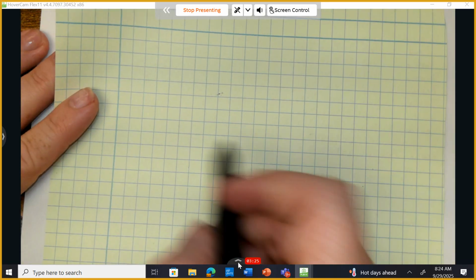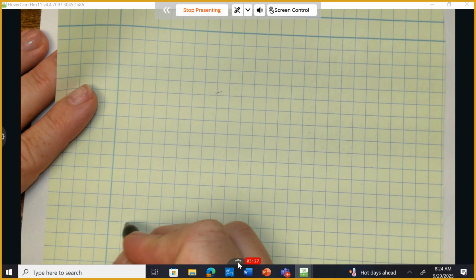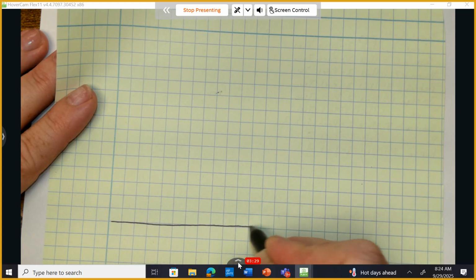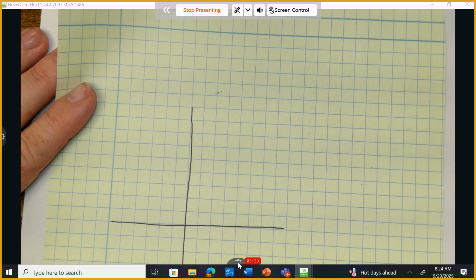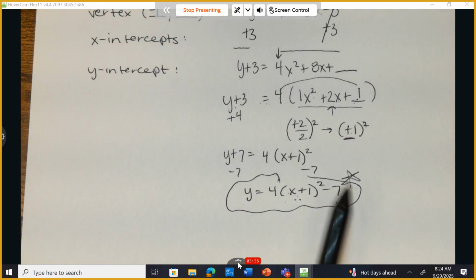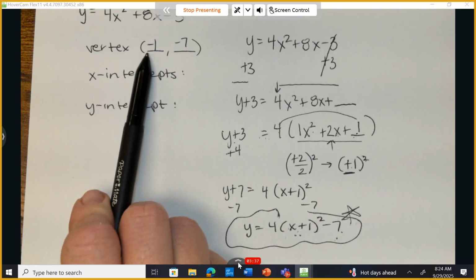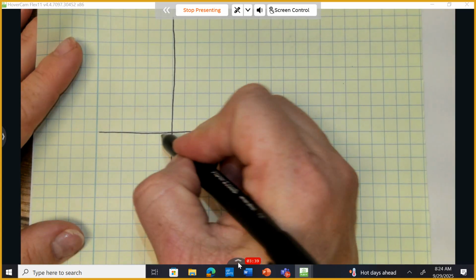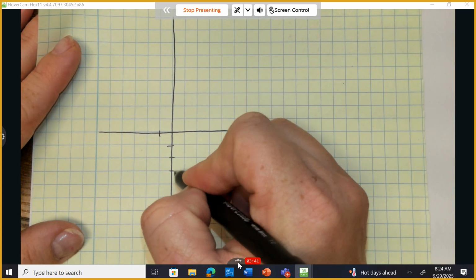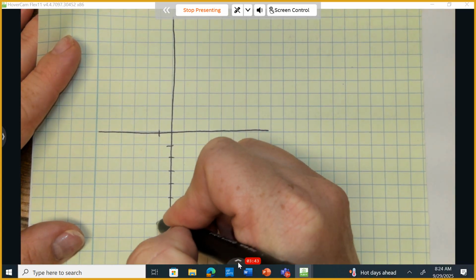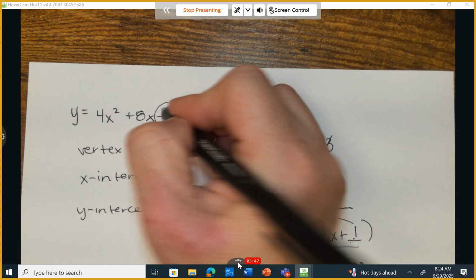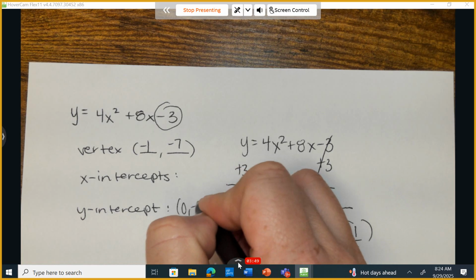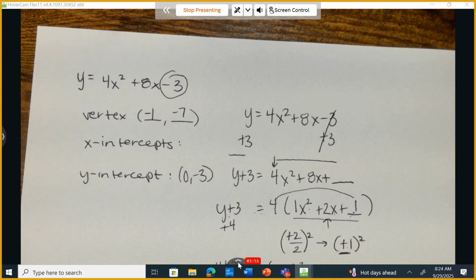I'm going to come off to this graph paper where I have a little more space, and you're welcome just to watch right now if you're doing this on the board. So I'm going to start by graphing the vertex, which is -1, -7. 1, 2, 3, 4, 5, 6, 7. Here's -1, -7. I can see that in standard form we have a y-intercept of 0, -3. So I'm going to graph that as well.